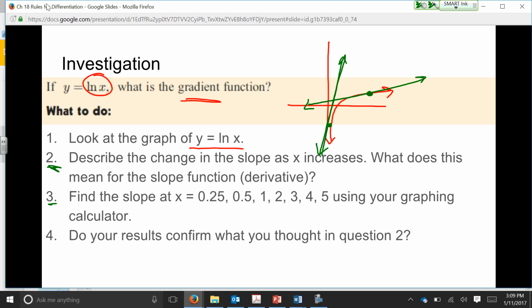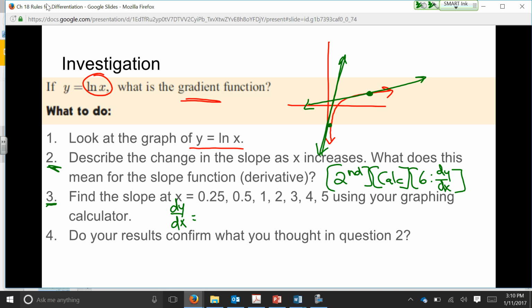Now, in step 3 of this investigation, we can actually go through and find some derivative values for different x values. All you have to do there is keep the function plugged into y equals, and then hit second, calc, and choose option 6, which says dy/dx, and then plug in your different x values. When you do that, you get your dy/dx values.